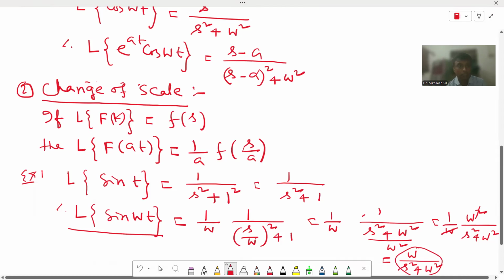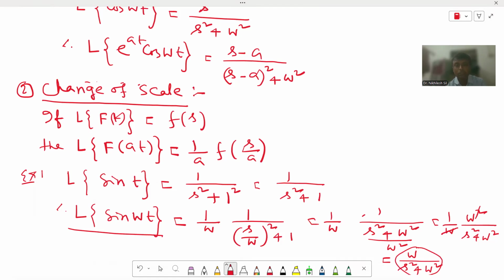And here, by using the change of scale property, again we are getting Laplace of sin omega t equal to omega by s square plus omega square. Okay, so what is the formula? If L of f(t) is equal to F(s), then Laplace of f(at), where t is multiplied by a, on the right hand side will be 1 by a into F(s by a).